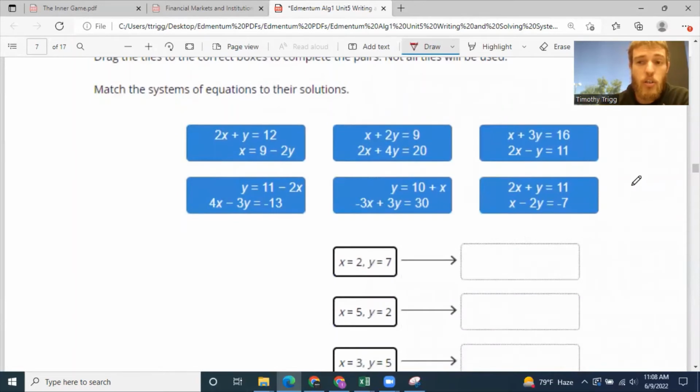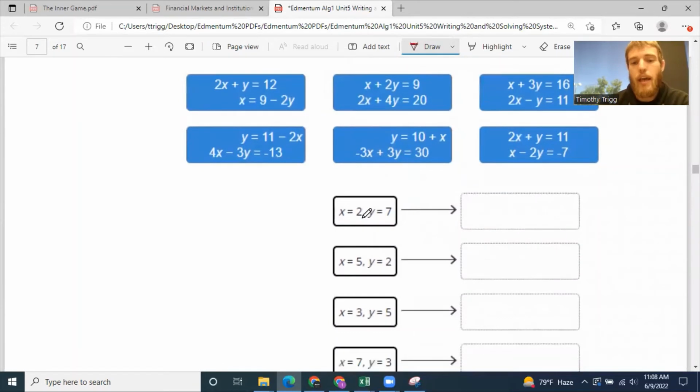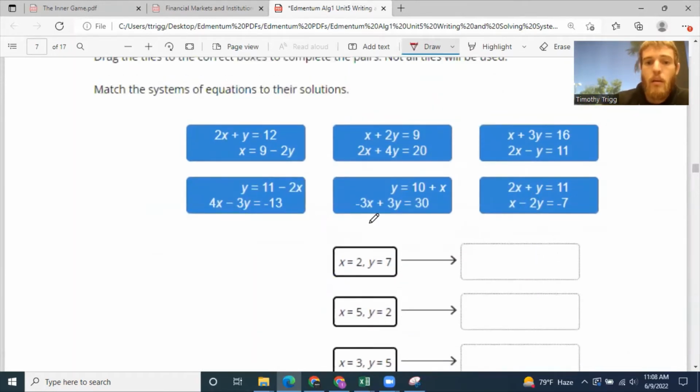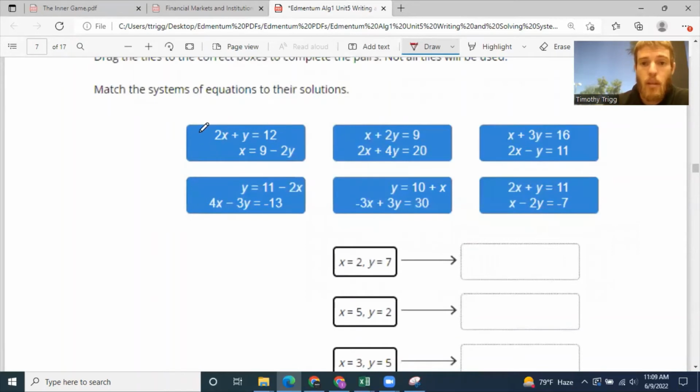Here in this question, we're dragging the tiles. One thing I want to look at is these values. It says x equals 2, y equals 7, 5, 2. Well, this one's going to be kind of a pain because there's a lot to solve here. But I'm going to do a couple with you and then ask you to do the rest on your own. This one is a simple one. Let's do that first.